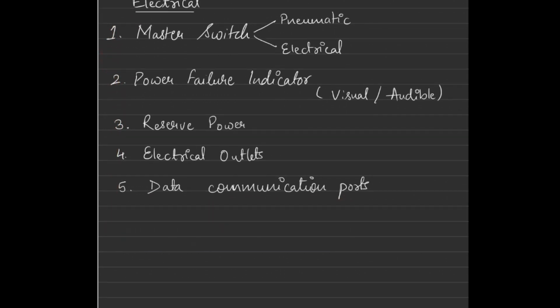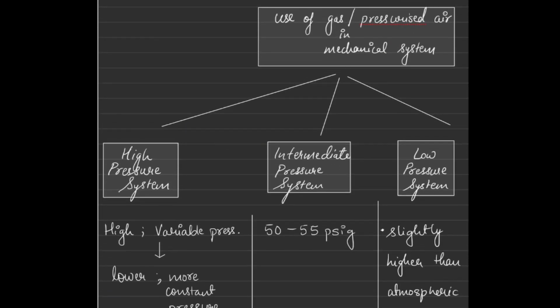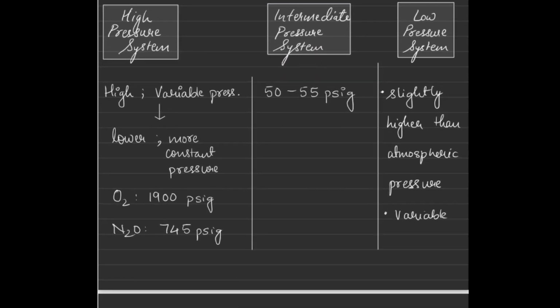Then we have the main part, which is the pneumatic part. The pneumatic part is divided into a high pressure system, an intermediate pressure system and a low pressure system. Of these pressure systems, the high pressure system receives gas from cylinders at a very high and variable pressure, which is converted into a lower, more constant pressure.